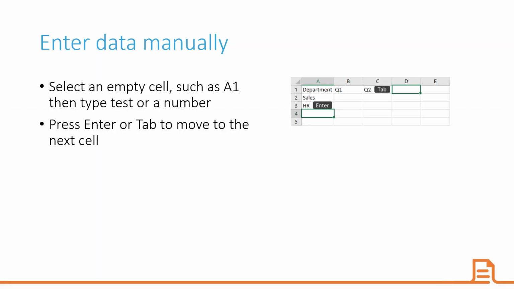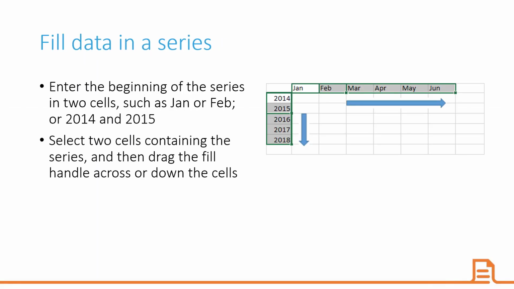Okay, so now we've done that. The next one is to fill data in a series. The way this works is we put in 2 cells, which are the beginning of the series, so January or February or 2014 and 2015, and we create the fill handle and we drag across cells. Let me show you that one.